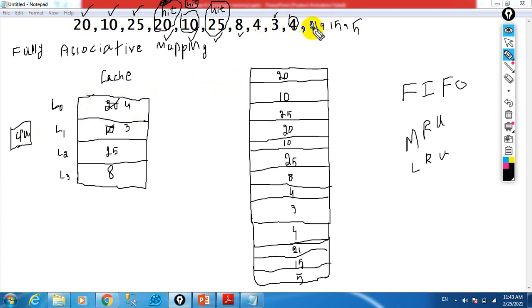After this is 21. So 21, which one is least recently used?